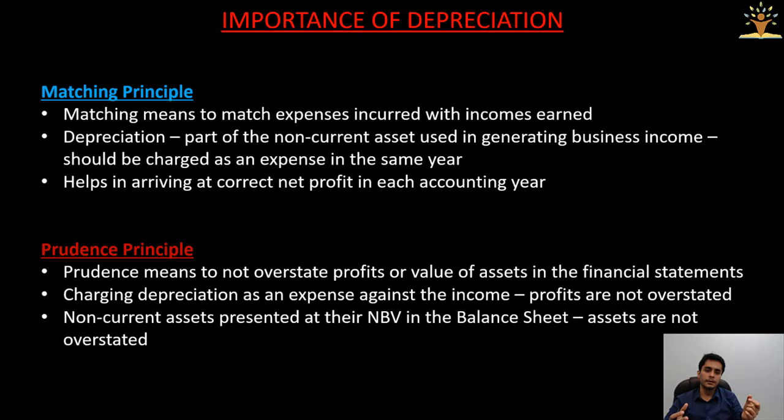But is it right? After using the machinery for 4 years, will it still have a value of 10,000 in the market when you go and sell it? Definitely no. So if you're not giving depreciation and showing the asset in the balance sheet still at 10,000, you are overstating your assets, which is against the prudence principle. Same way, if you're not charging depreciation every year, you are overstating your profits because your expenses are understated. That is also against the prudence principle. Prudence principle does not allow you to overstate your profits and your assets.